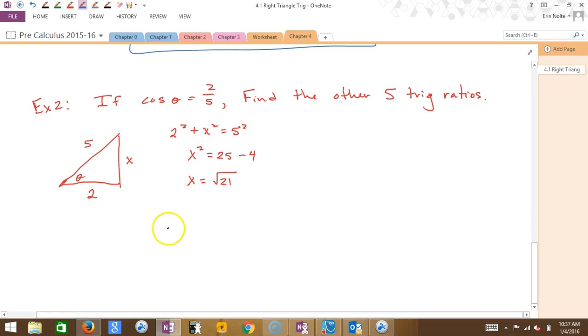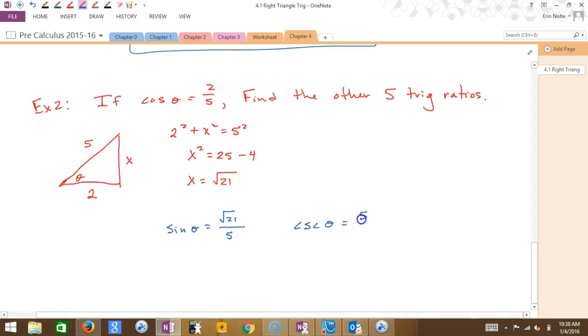Okay, so let's start with the sine. Sine is opposite over hypotenuse. What's my ratio? Okay, so the square root of 21 over 5. See how I did that? So you just replace the x with the actual value of the x. Okay, so let's do the reciprocal. So the cosecant, what's my cosecant reciprocal going to be? So 5 over the square root of 21.